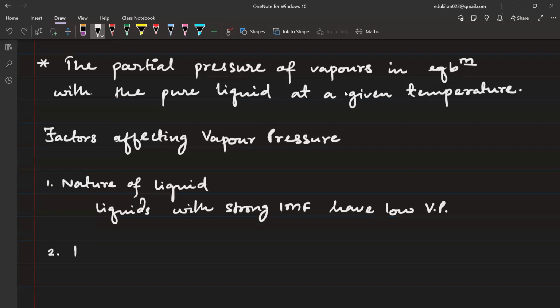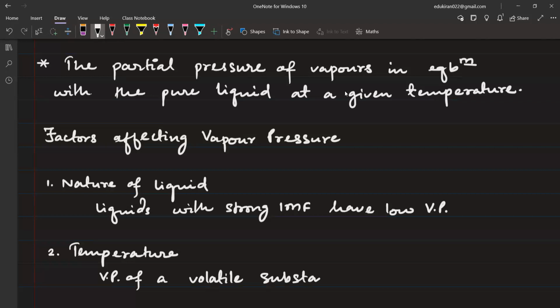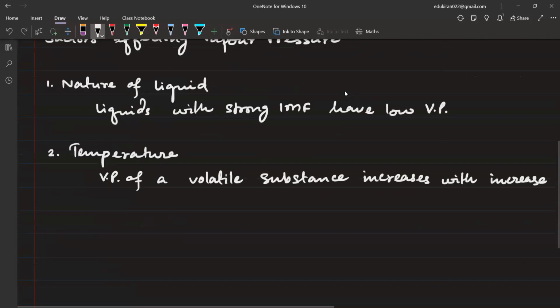Second point is temperature. Obviously, the vapor pressure of a volatile liquid. Volatile means any liquid which gives you vapors. For a volatile substance, vapor pressure increases with increase in temperature.